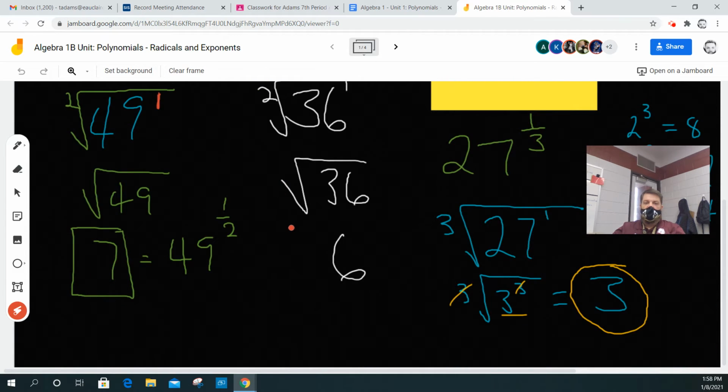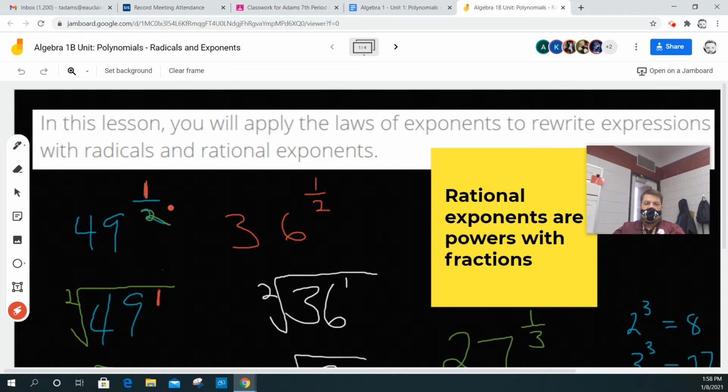There's a rule. If we go way down here, the rule is this. This is what we call the index or the root. And so the index or the root goes here. That means I'm taking the second root of 49. Now the top number, the numerator of the fraction, is the power. So it's 49 to the first power. Well, let me say it the way that it is. It's the second root of 49 to the first power. I could rewrite any rational exponent as what we call a radical.